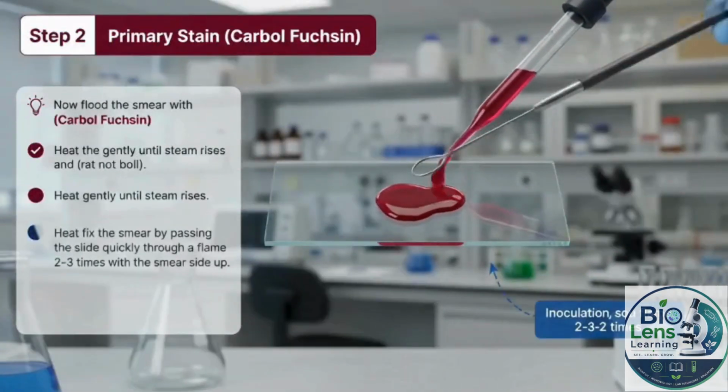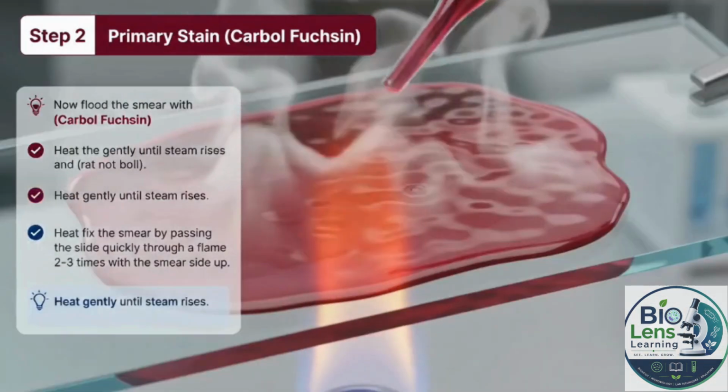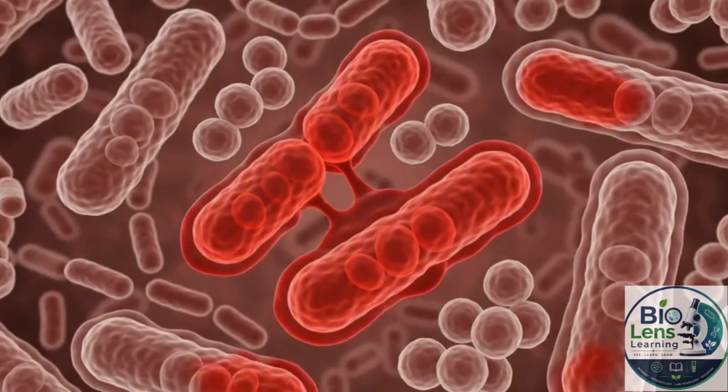Now flood the smear with Carbol Fuchsin. Heat gently until steam rises. This allows the stain to penetrate. Acid-fast cells will appear red.